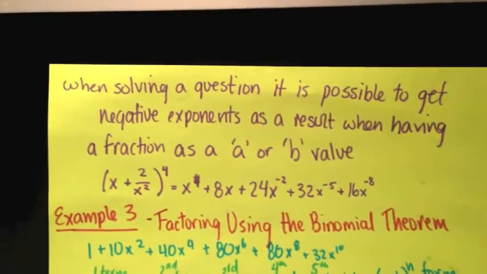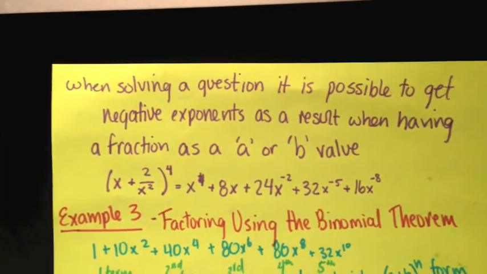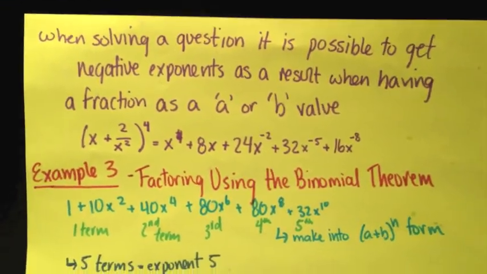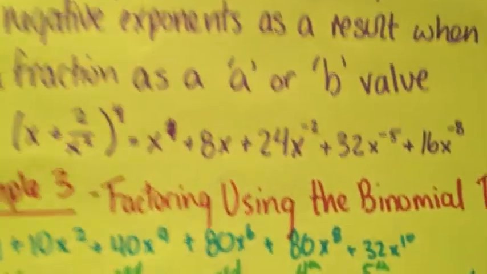When solving a question, it is possible to get a negative exponent as a result when having a fraction as the a value or the b value, like shown below.